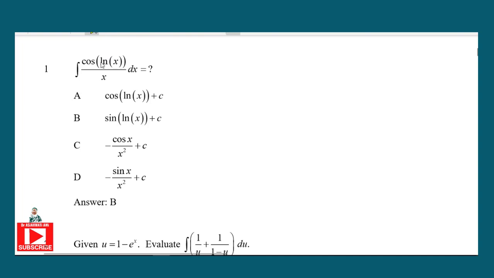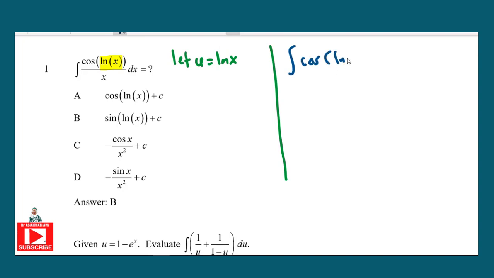Check this term ln x. When we differentiate ln x, we get 1 over x. So let u equal ln x. We are going to replace variable x with the new variable u. Cos of ln x over x dx becomes cos of u.